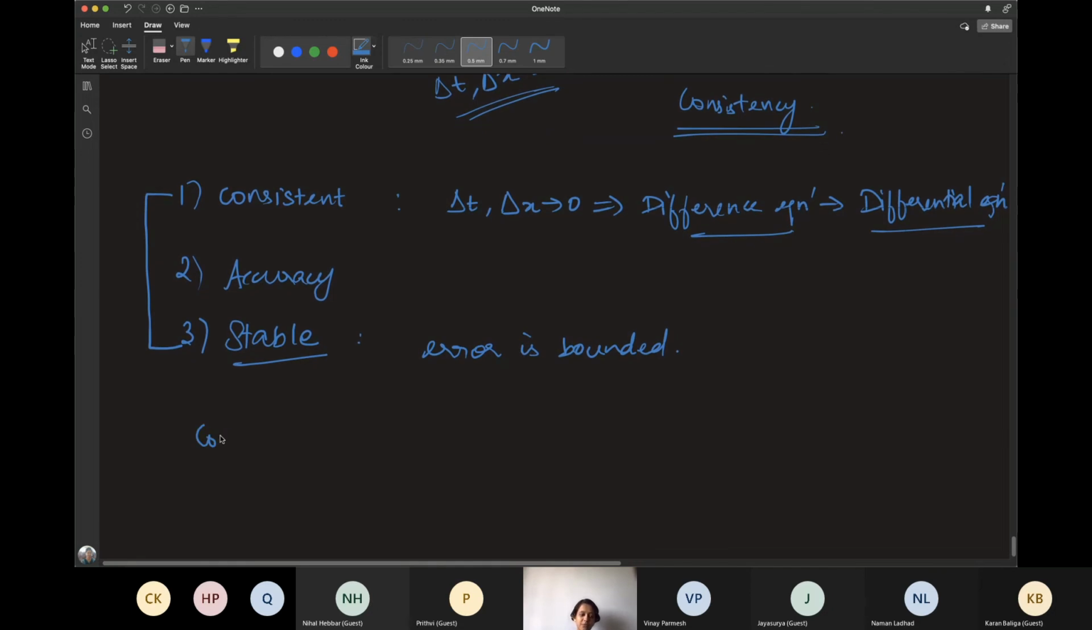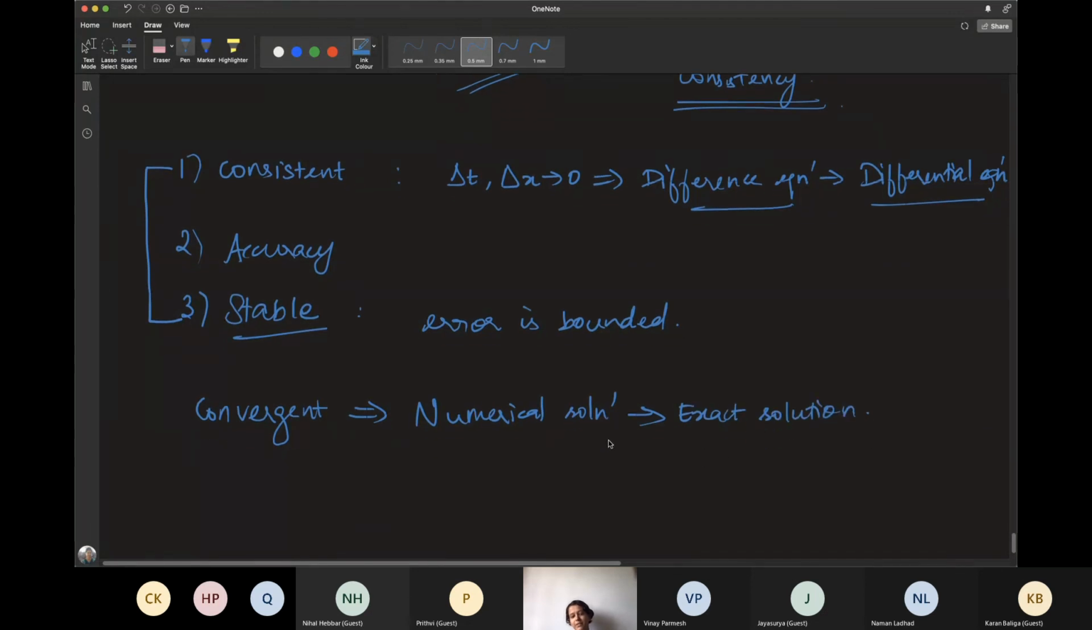Then you have something known as convergence. A scheme is going to be convergent if your numerical solution, which is what you obtain from the scheme, approaches your exact solution when the discretization parameters go to zero. When those parameters go to zero, your numerical solution must approach your exact solution. Only then is your scheme known as convergent.